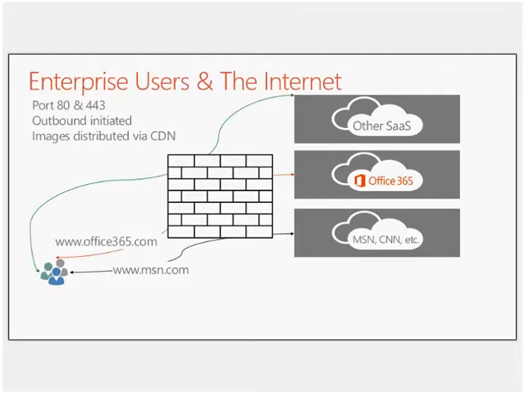Most SaaS solutions, Office 365 itself, and other web solutions like MSN or CNN use these content delivery networks to get images cached closer to the end users, being the point of access for your enterprise network, so that they take a shorter period of download.